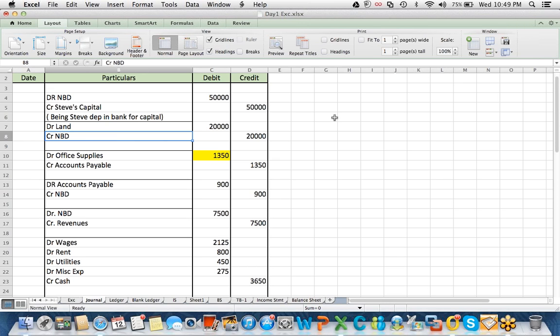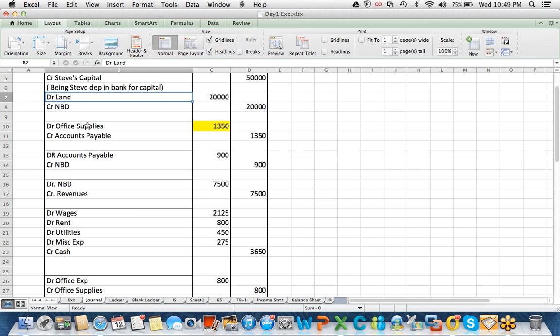First, there was a capital inflow, right? So that's the entry. This is debit for the capital inflow. We received it in NBD. Then we used that NBD money to purchase land. So the land asset comes in.